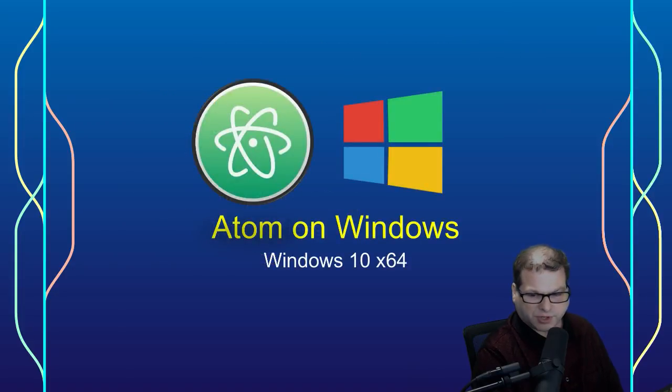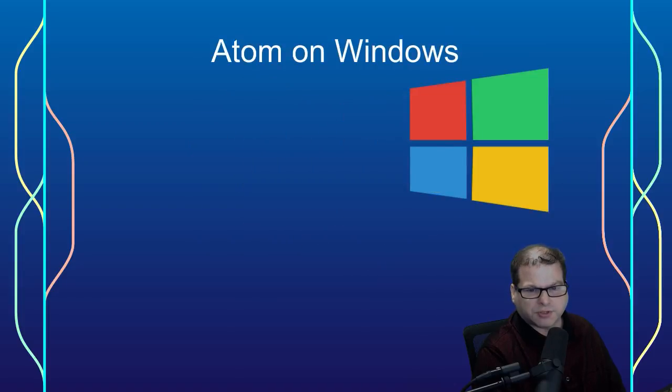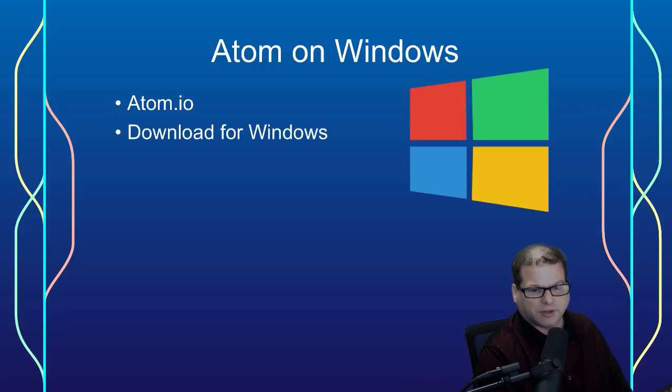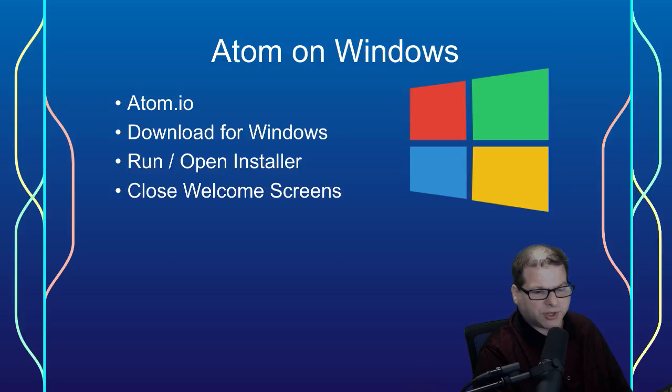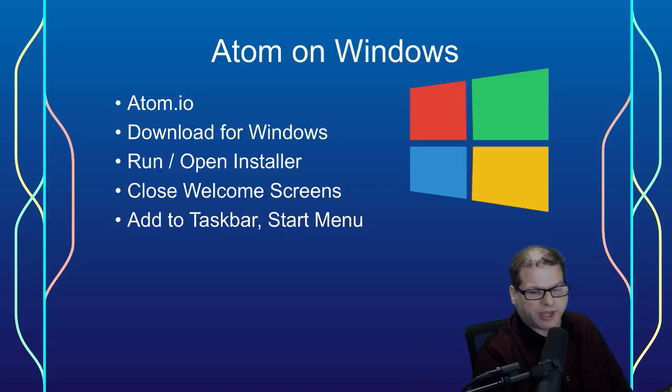All right, let's do this on Windows. On Windows, we simply go to atom.io. The website should detect that you are running Windows and provide you the appropriate download link. Click on the download button for Windows. Simply run or open the installer, and after the installer has completed, Atom will be launched. Once Atom is open, simply close any of the welcome screens that greet you. I also like to add Atom to my taskbar and the start menu.